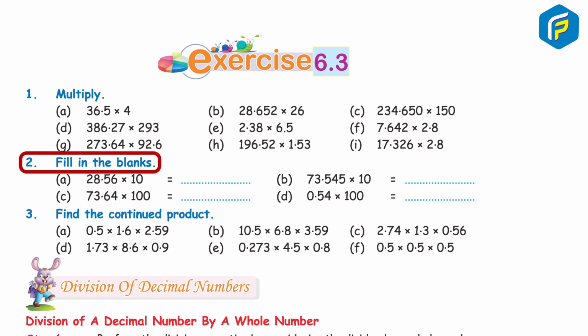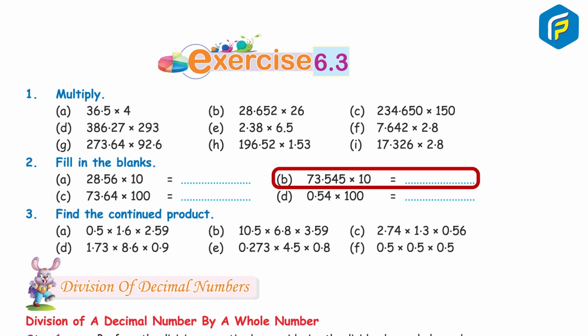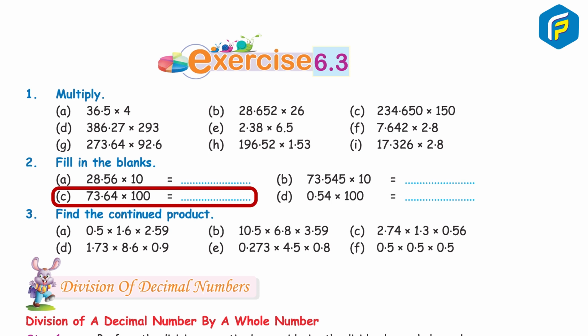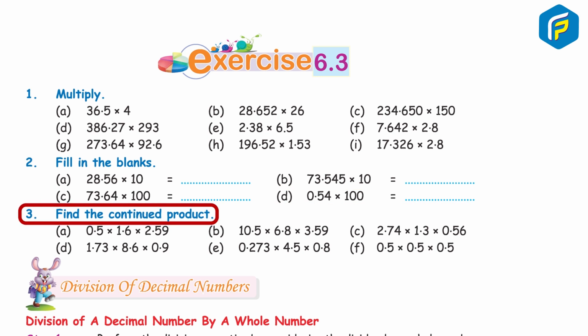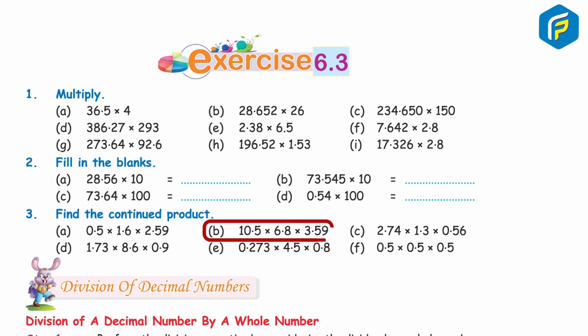Question 2. Fill in the blanks. A. 28.56 into 10. B. 73.545 into 10. C. 73.64 into 100. D. 0.54 into 100. Question 3. Find the continued product. A. 0.5 into 1.6 into 2.59. B. 10.5 into 6.8 into 3.59. C. 2.74 into 1.3 into 0.56. D. 1.73 into 8.6 into 0.9. E. 0.273 into 4.5 into 0.8. F. 0.5 into 0.5 into 0.5.